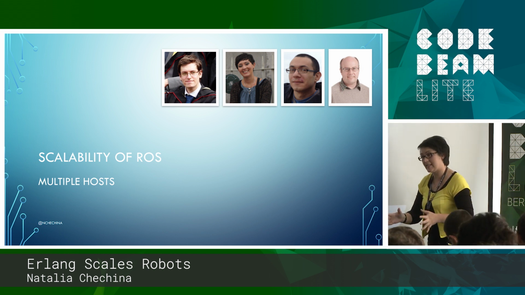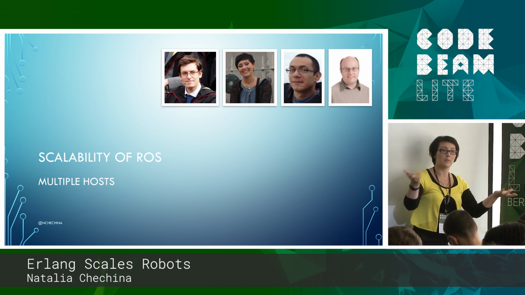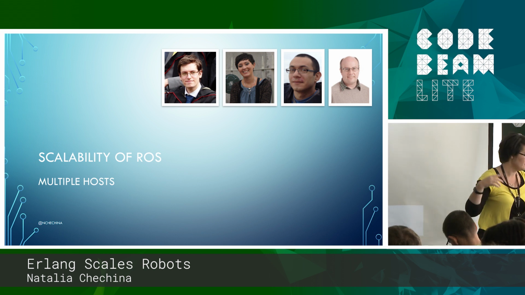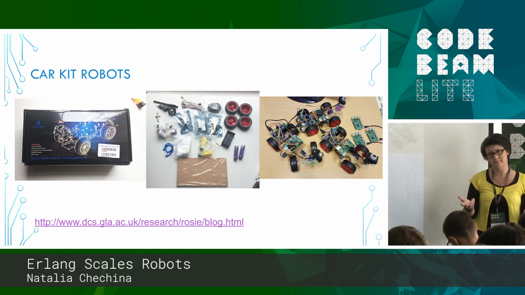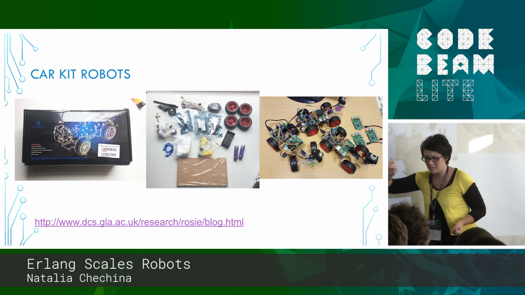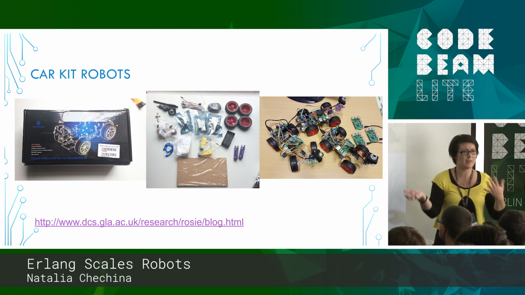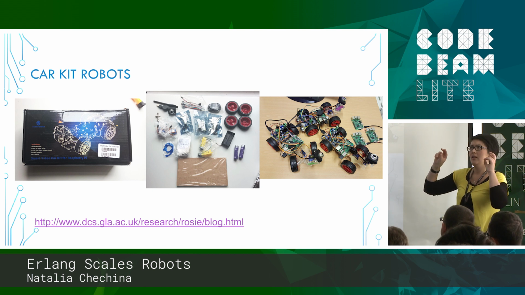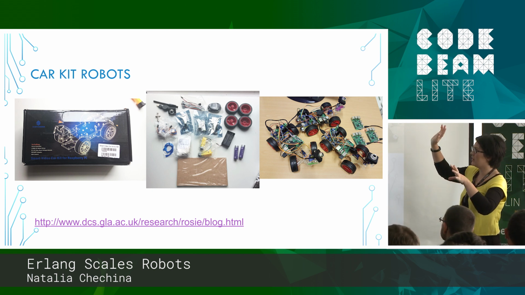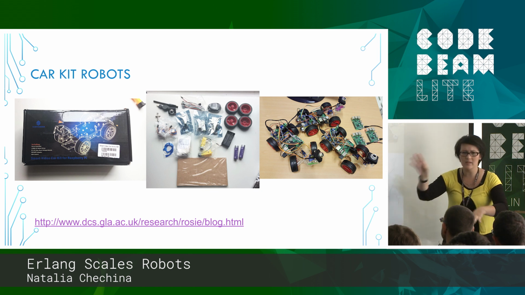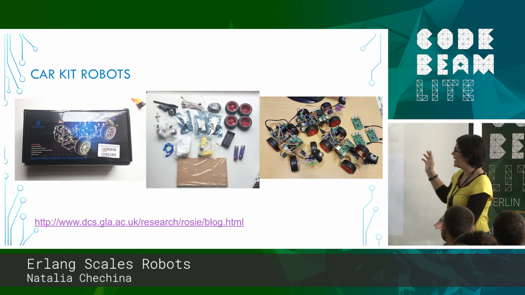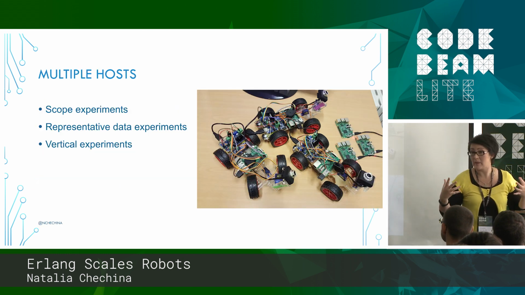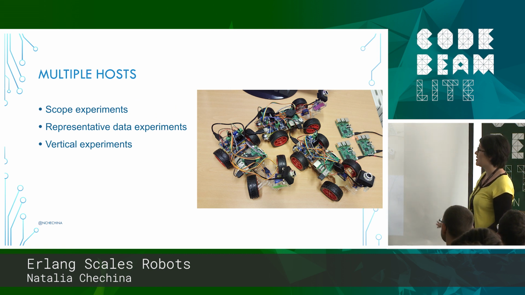Then we thought the next step is to analyze the scalability, the performance when we have multiple machines. So we've got these car-kit robots. The reason for that is that they're quite cheap. A single robot like this will cost you around 120, 150 pounds with everything, with Raspberry Pis, with all sorts of cables, the router, everything. And they do the experiments that we need. We have robots, and they can talk to each other, and we can run the experiments.